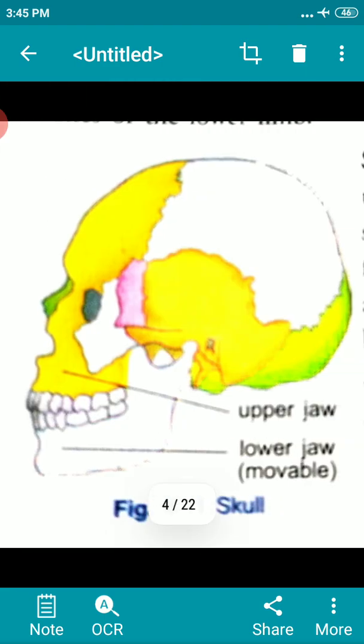So let's see what the skull is made up of and how many bones are there. The skull is made up of 22 bones. The skull surrounds and protects the brain. It has 8 bones in the cranium and 14 bones in the face. Total 22 bones are there. In this, only the lower jaw is movable.